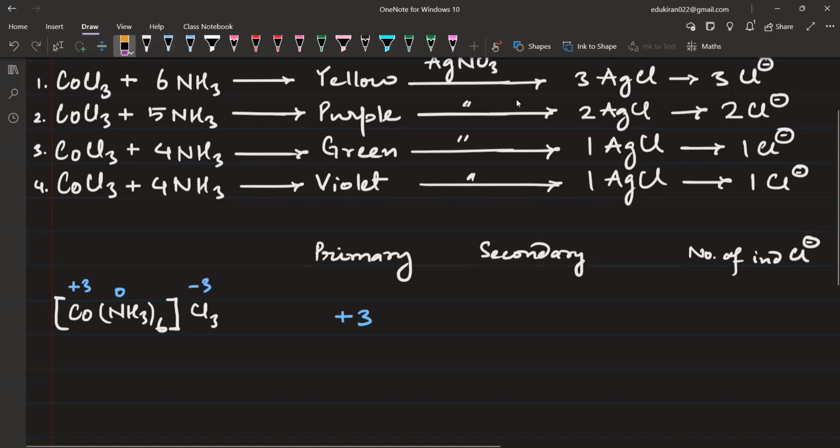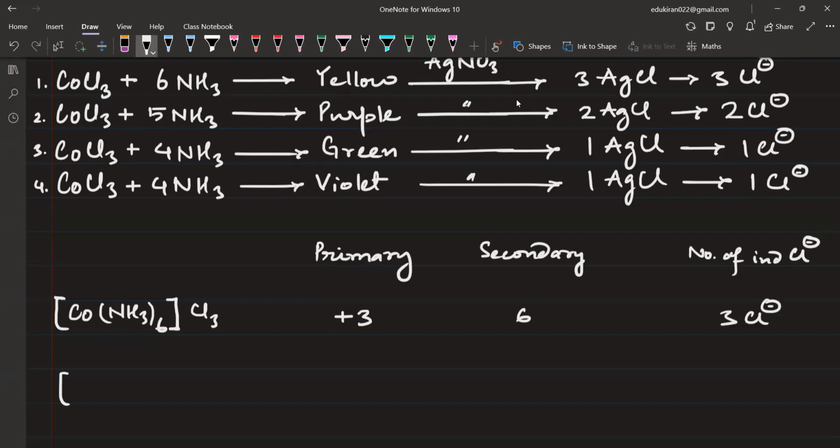And secondary valency is the number of covalent bonds it is making. There are 6 ammonia molecules and they are making 6 bonds with it. So the secondary valency is going to be 6. Now this is going to be the same, but the number of independent chlorines here is 3 independent Cl negatives. In the second structure, you have cobalt, which is having 1 chlorine inside, and there are 5 NH3, and Cl2 on the outside, because we are having only 2 chlorine atoms which are independent. There are 2 chloride ions.